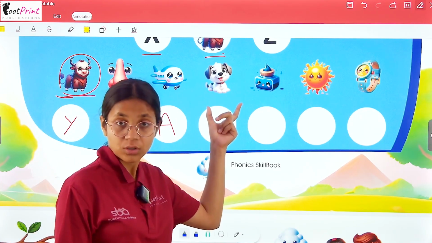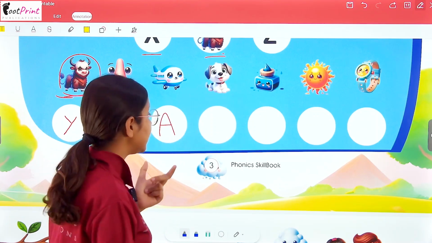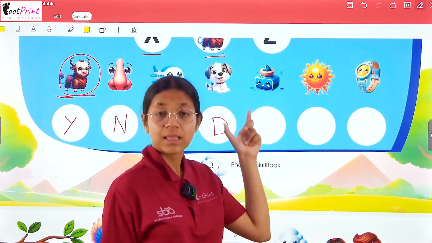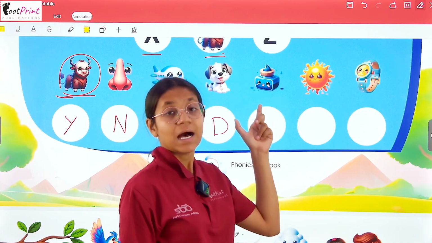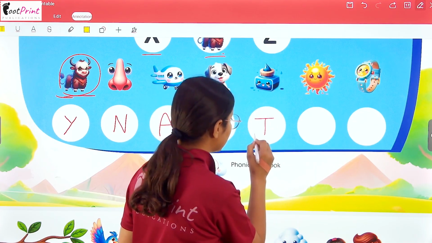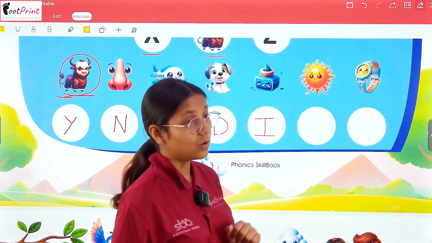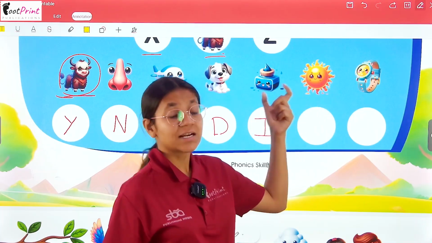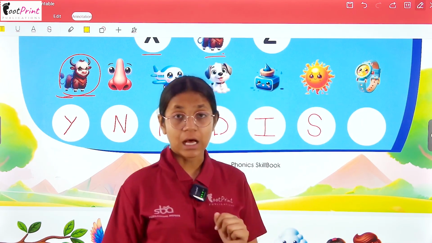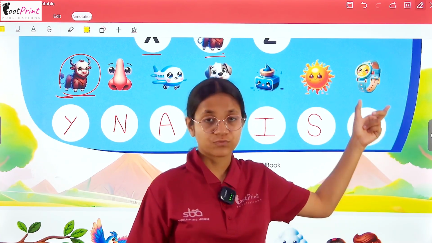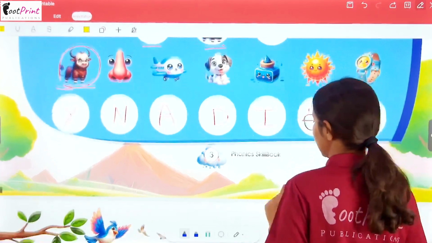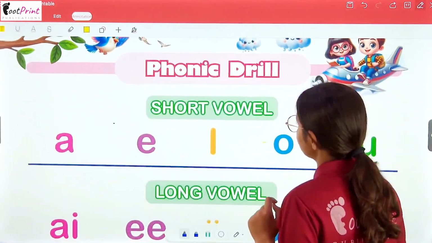Now dog. Dog starts with the letter D. So D says dog. Now what is this? This is an inkpot. So I says inkpot. Inkpot starts with the letter I. Now sun. Sun starts with the letter S. So we will write here S. Now watch. Watch starts with the letter W. So we will write here W. Here we completed the fun exercise.